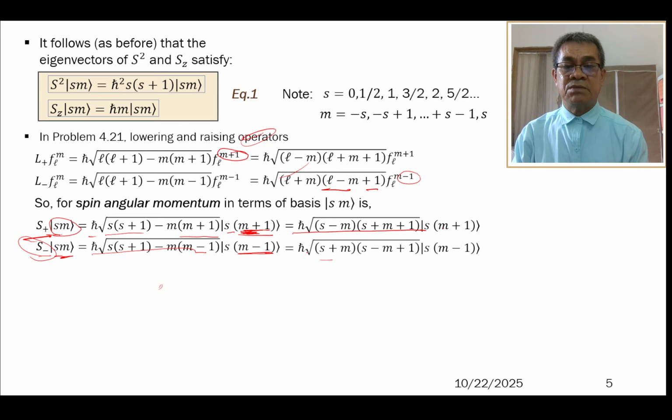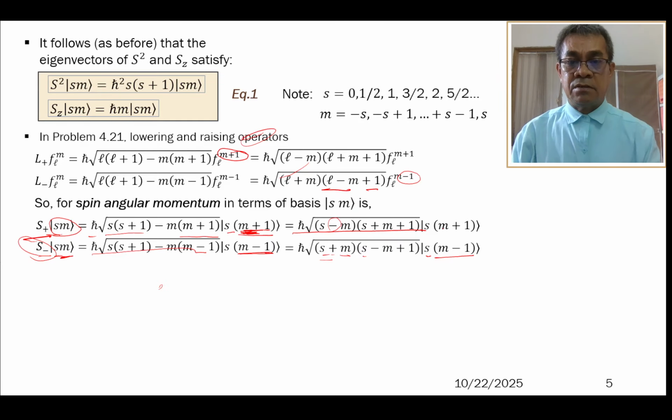Take note, we have this h bar square root of s plus 1. Take note this is minus, while this one is plus. And we have s minus m plus 1. And we have this is spin, and we have the m minus 1 because we apply the lowering operator. Okay, so again, the derivation of this can be found in the previous topic.